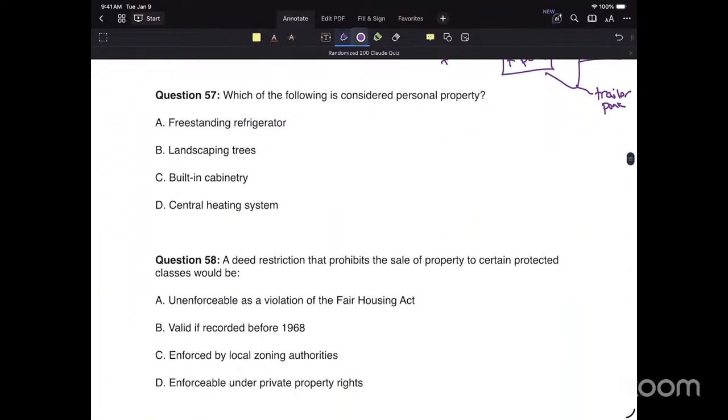All right. Number 57. Which of the following is considered personal property? A freestanding refrigerator, landscaping trees, built-in cabinetry, or central heating system? Which one of these is considered personal property?